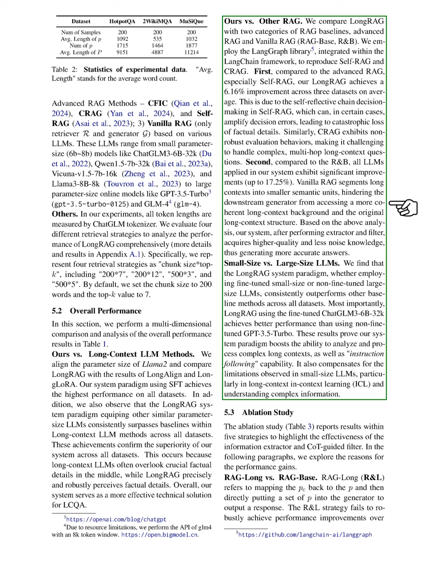When comparing LongRAG to other RAG methods, we found that it achieved an average improvement of 6.16% over advanced RAG methods, particularly Self-RAG, which can sometimes amplify decision errors. Additionally, our system showed significant improvements of up to 17.25% over vanilla RAG, as it maintains a coherent long context structure, allowing for better answer generation.